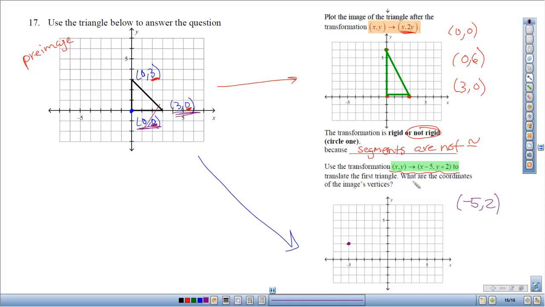Now let's do 3, 0. So this would be what? 3 minus 5. That comes out to be negative 2. And 0 plus 2 would be positive 2. So negative 2, up 2 would be right there. And last one, 0, 3. So 0 minus 5, that would be negative 5. And 3 plus 2 would be positive 5. So negative 5, up 5 would be right there, and I will draw in my triangle.